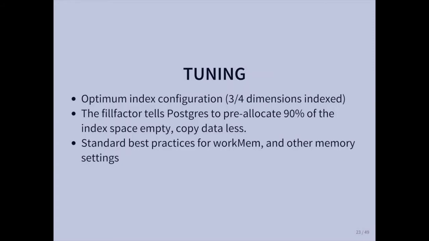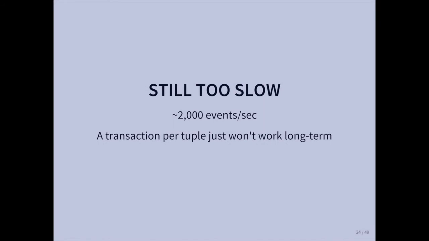And then we did some tuning. We basically ended up with an index on 3/4 of the columns, specified a high fill factor, and followed all the memory best practices. We're not going to talk about that too much. We were getting about 2,000 events a second on these 3 nodes, which is respectable, but definitely not competing with HBase, where we need to be talking about hundreds of thousands of events a second. And events here are effectively tuples.